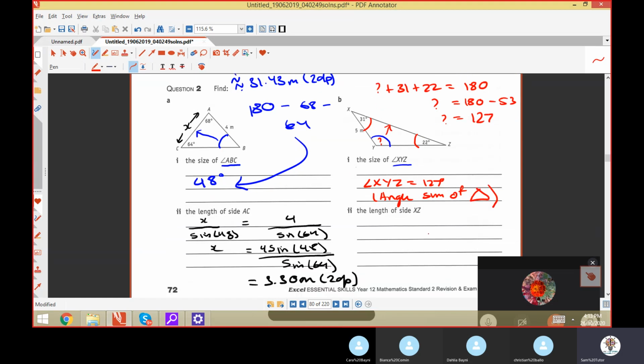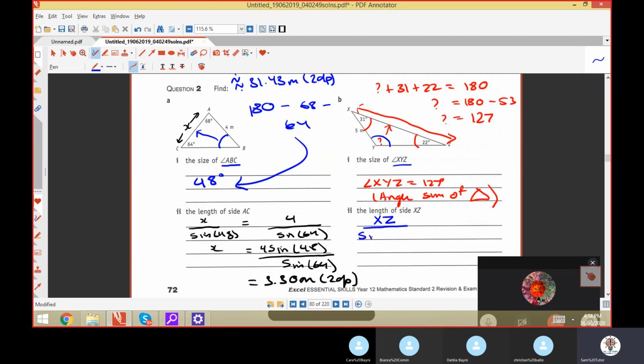Then it says find the length of XZ, which is this distance here. So what can we use now? We could use sine rule now. Because now we know this angle, we have to find this side. So we could say XZ is all over, what's the angle that it belongs to? What do you think? Yeah, and what's the value of that angle? 127, the one that we just found.